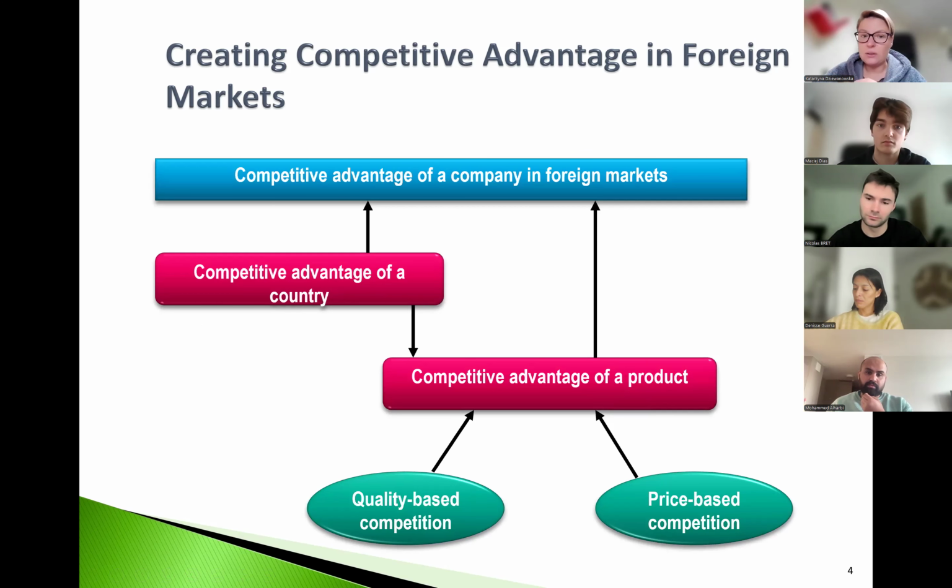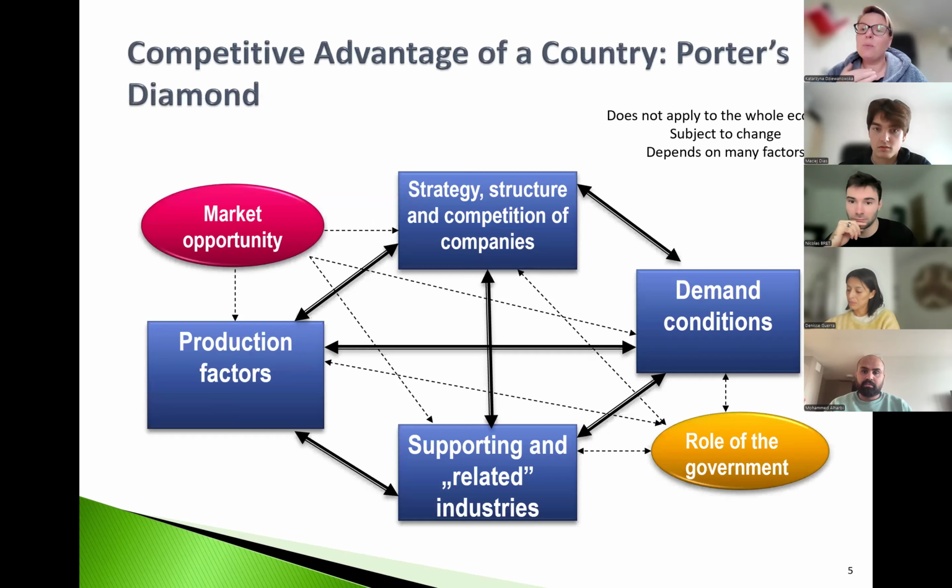But there are other factors as well. There is also a competitive advantage of the industry and a competitive advantage of the whole country. And that all combines to create the competitive advantage for your company, to be able to be present abroad. And we will start with the competitive advantage of a country. So, a wider look. What are the factors that contribute to your country being competitive in that particular area?